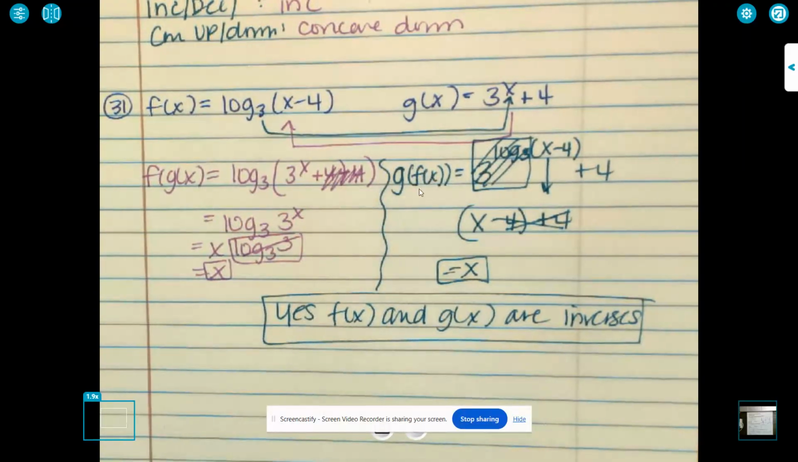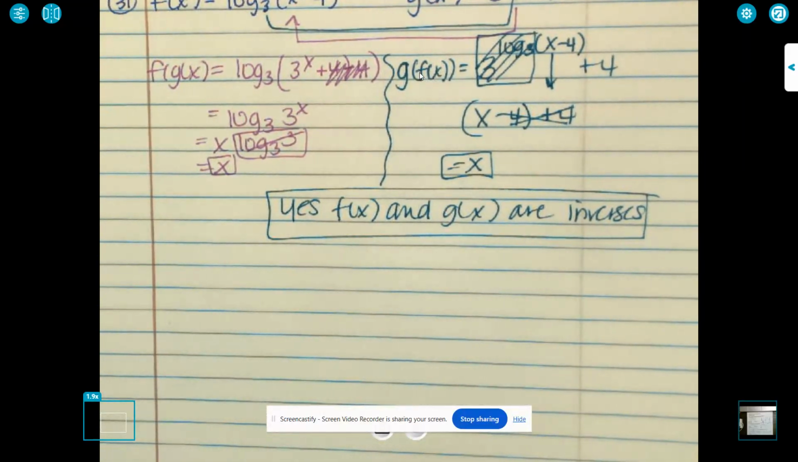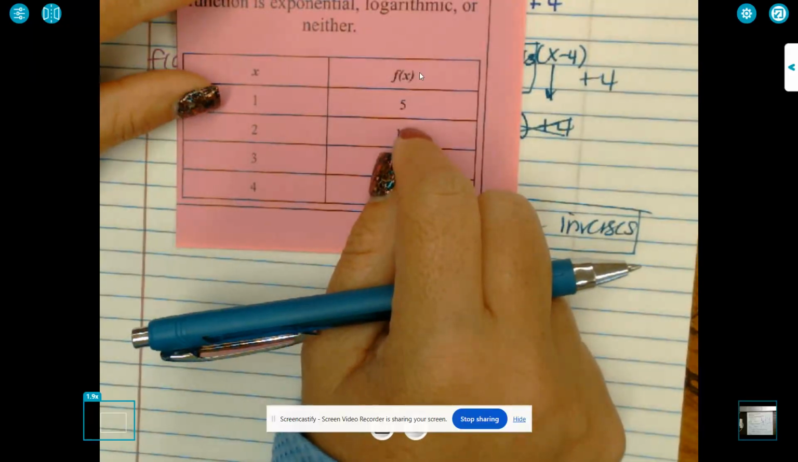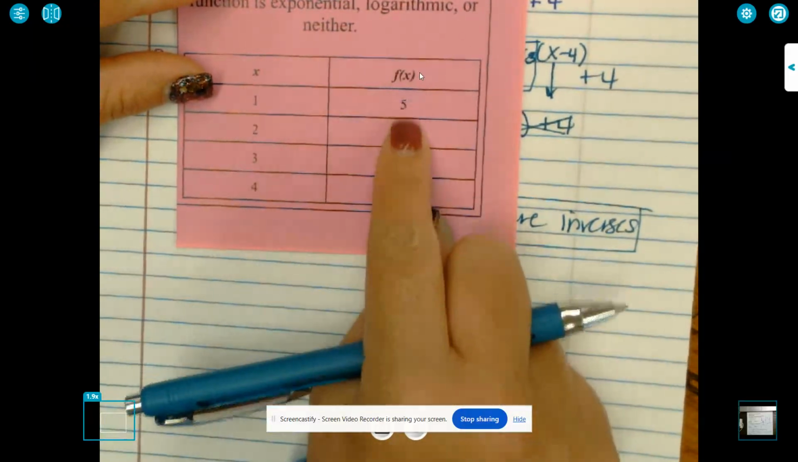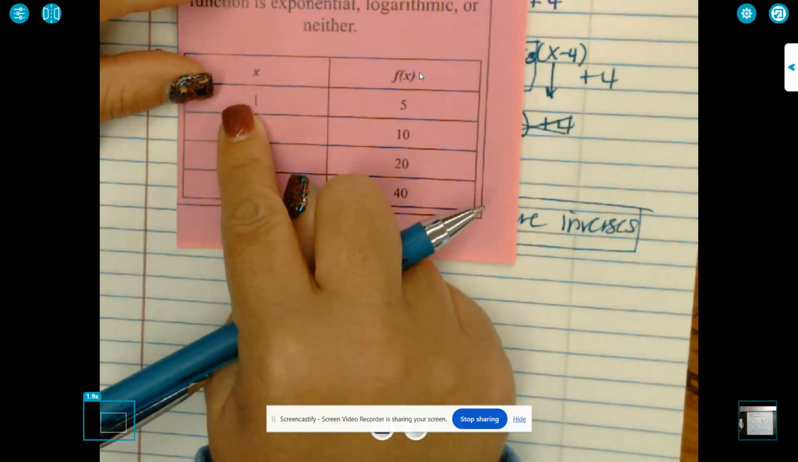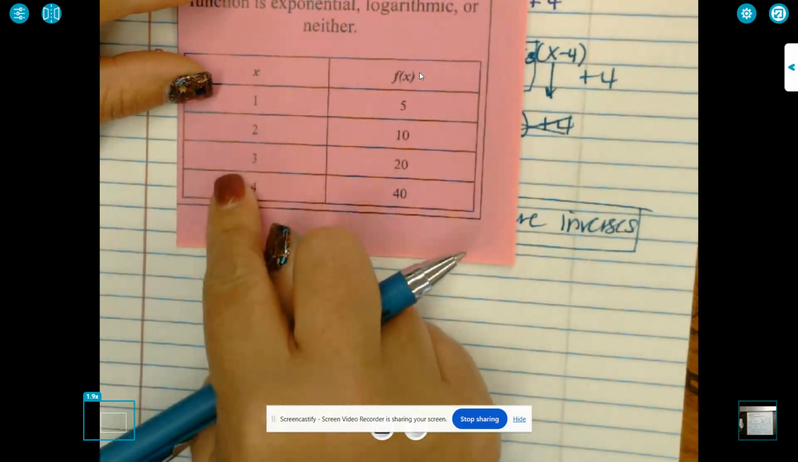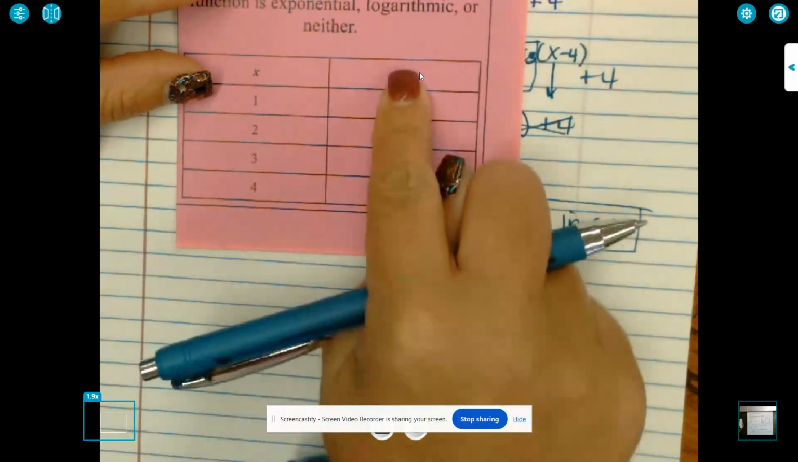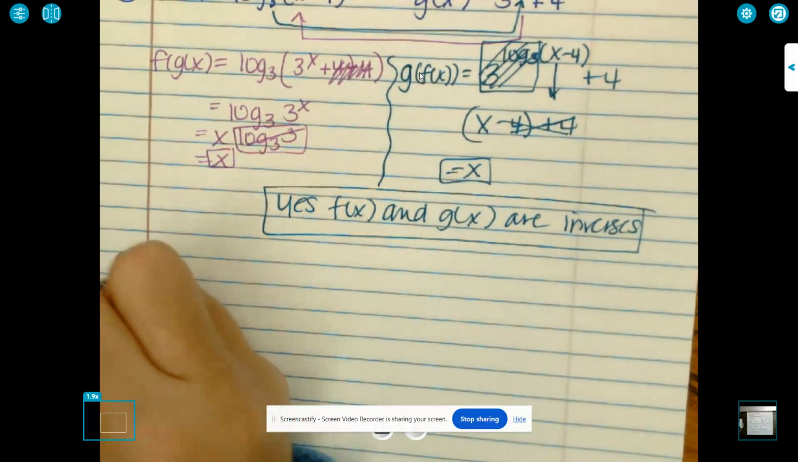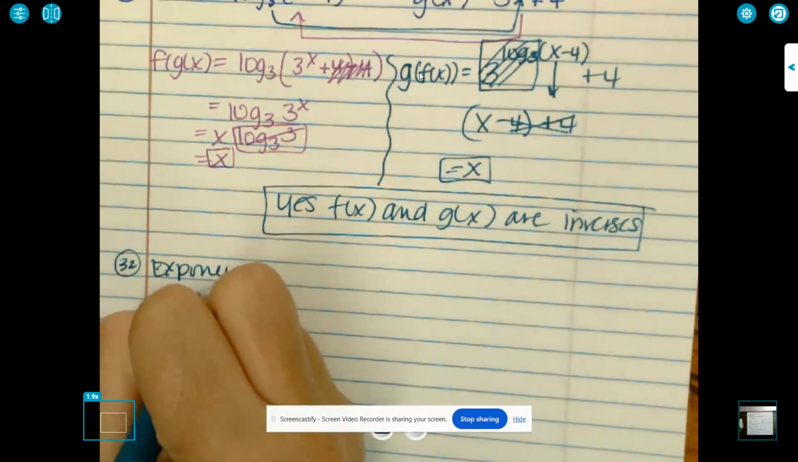All right, 32 asks, use the table to determine if the function is exponential, logarithmic, or neither. On 32, we notice that we are adding 1 on the left and we are multiplying by 2 on the right, correct? So if the x's are the same interval and we're doing the multiplication on the right, that is going to make it exponential. So number 32 should have been exponential.